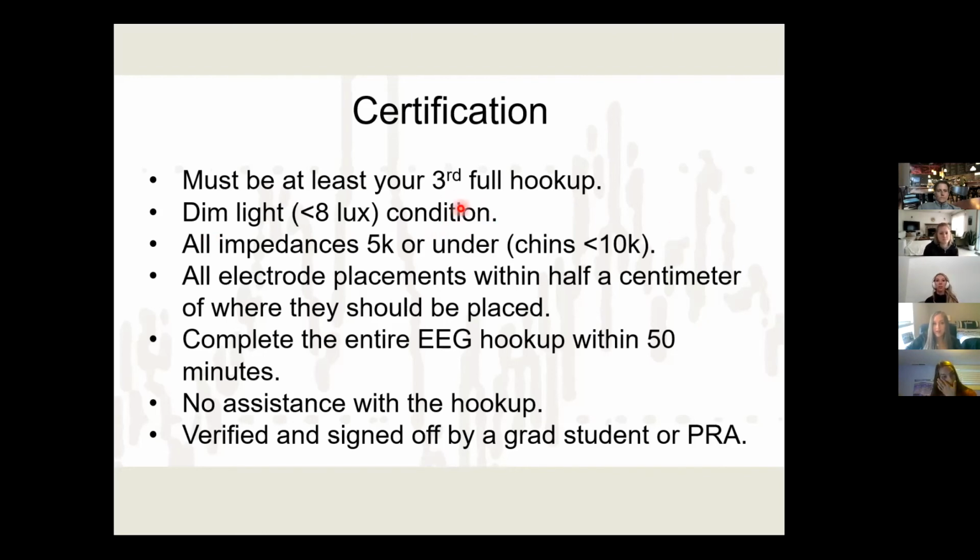If it's your practicing hookup and it's your first or second hookup, you can do it in normal light. But if you're trying to get certified, you have to do it in dim light. All impedances have to be under 5K. Again, chins might be 10K. I have to talk to maybe Sarah and Ellen about that. All electrodes have to be within 0.5 centimeter of where they should be. So a PRA or a grad student will check your measurements and make sure that everything is within 0.5 centimeter of where it should be.